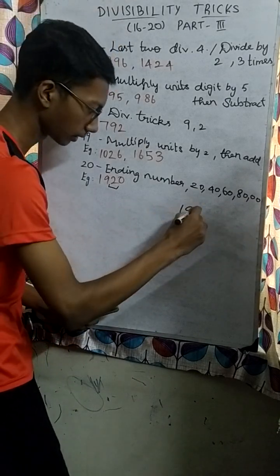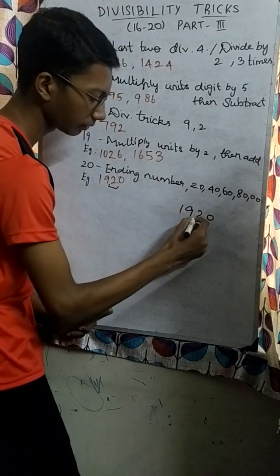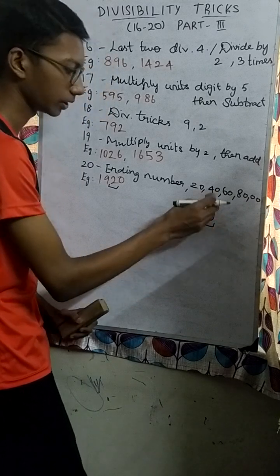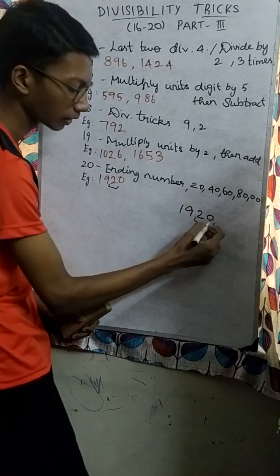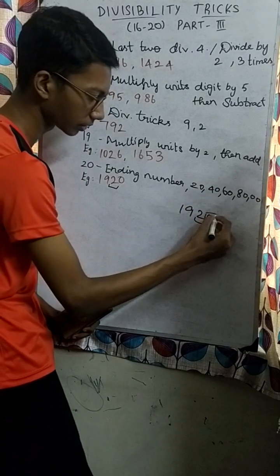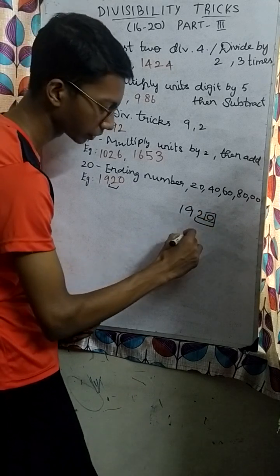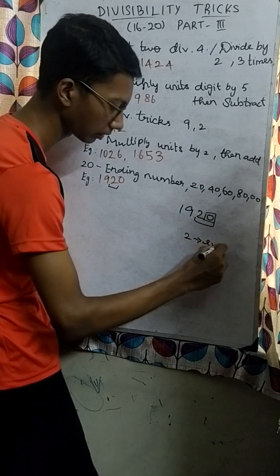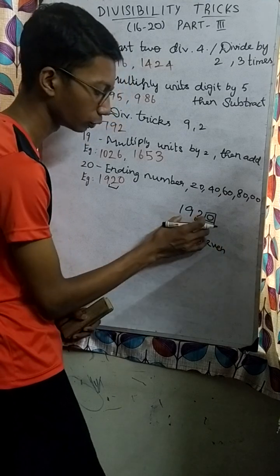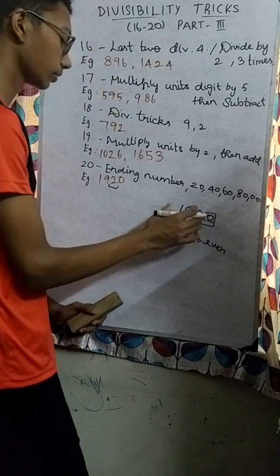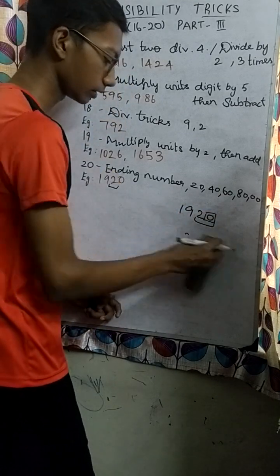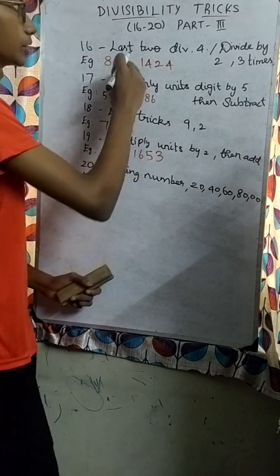Now let's take the example of 1920. Clearly we can say this number ends with 20. We can also say this number is divisible by 10. So see the previous number, it is 2, that is an even number, so it is divisible by 2. So this number is divisible by 20. So that is the divisibility trick for the numbers 16 to 20.